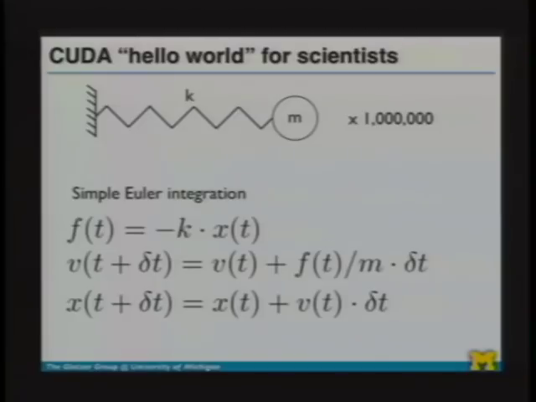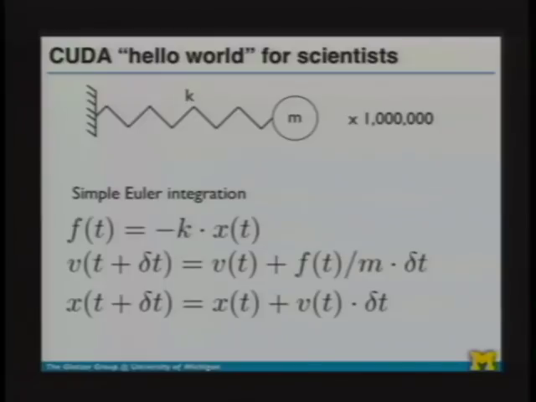I'm a physicist by training, so hello world for me, that's more than just vector multiplication, is a mass spring system. And so for this very contrived example, I'm going to simulate 1 million mass spring systems independently. There's a lot of good things that come out of this. The point of this is to show you some basic CUDA code, to show you how simple the CUDA code is, and also to have a tweakable parameter that'll produce an interesting graph a little later.